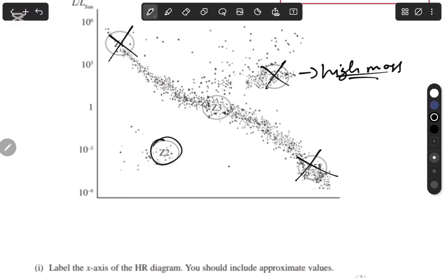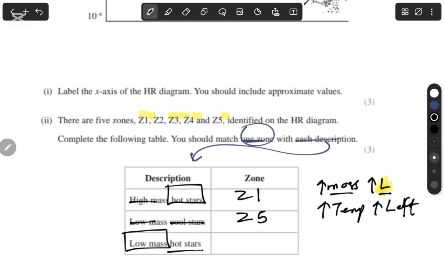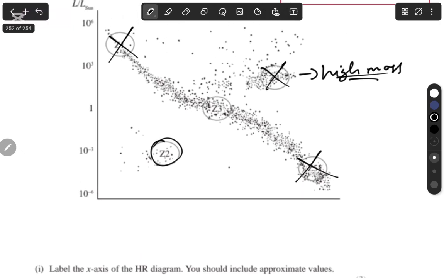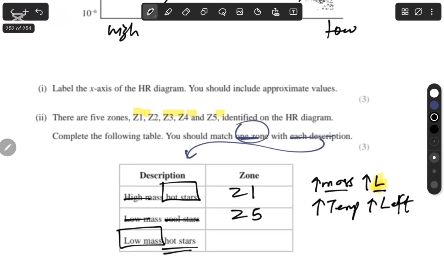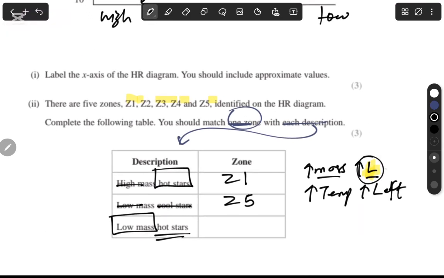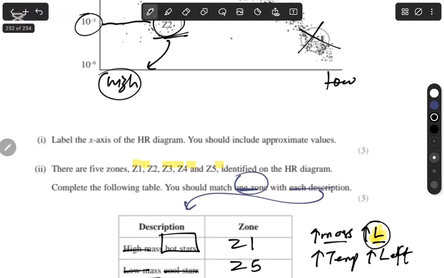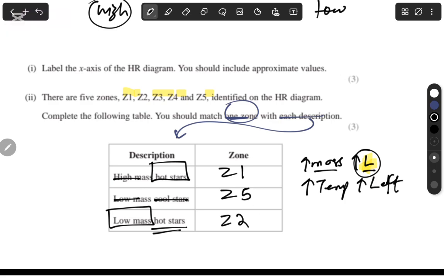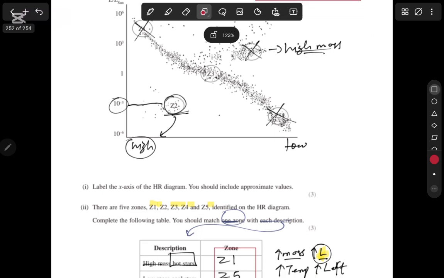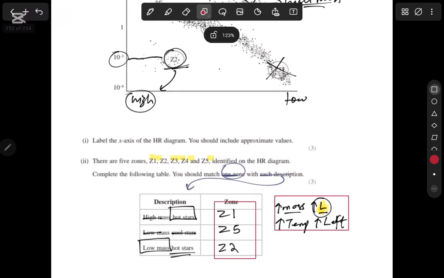Actually, it can be Z2 because it says hot stars. So we need hot stars. And if you see, this is high temperature, this is low temperature. So we need something that has low luminosity and which is more to the left. So it needs to have high temperature and low luminosity. So it's going to be Z2 as the next region. I took my time to explain this because it is a little tricky. So that's the answer to this. Remember these rules when you answer this question.